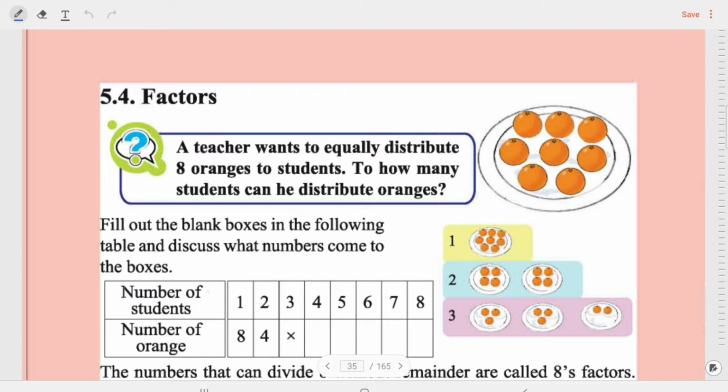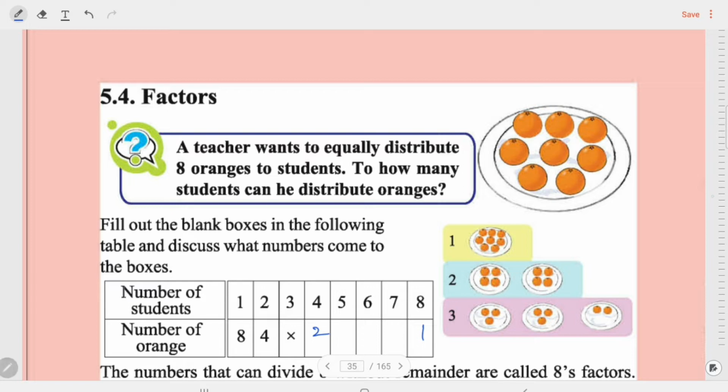Fill out the blank boxes in the following table and discuss what numbers come to the boxes. Number of students: 1 means 8 oranges to only 1. 2 means 4. 3 means no, you cannot distribute because 3 is not a factor of 8. 4 is fine, you can give it to 2 students. 5, 6, 7 no, 8 is 1. Okay.